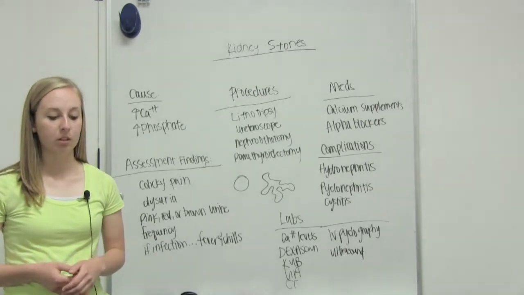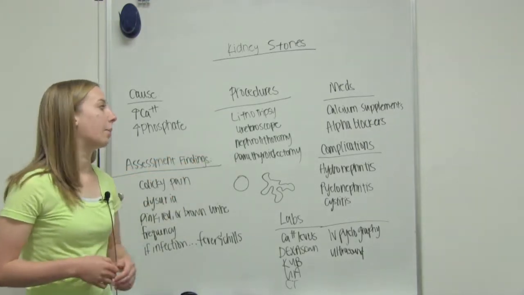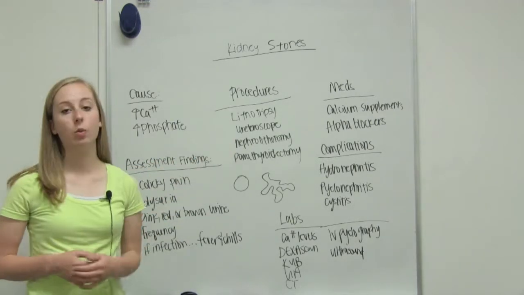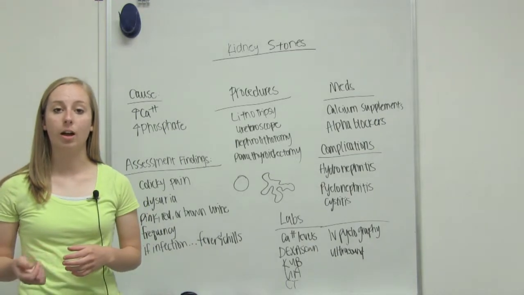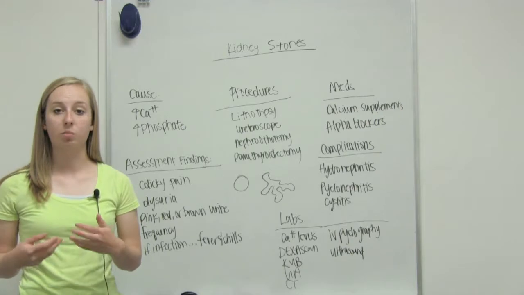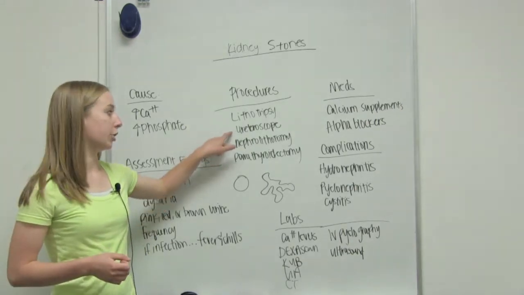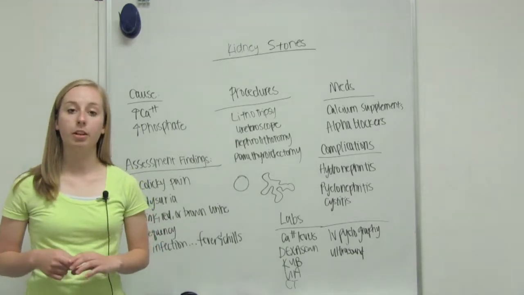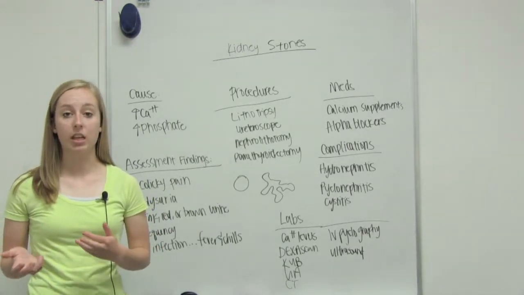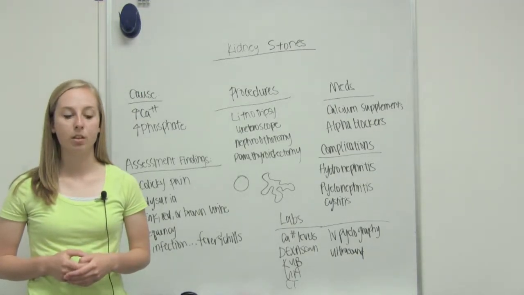So some procedures that we might expect to see the doctor order is lithotripsy, which is just sound waves. They aim exactly at where the kidney stone is, and then the sound waves break up the kidney stone so it's easier for the patient to pass it. Ureteroscope, so that goes up through the urethra and then into wherever the kidney stone is, and it breaks it apart. So again, it's easier to pass that stone.